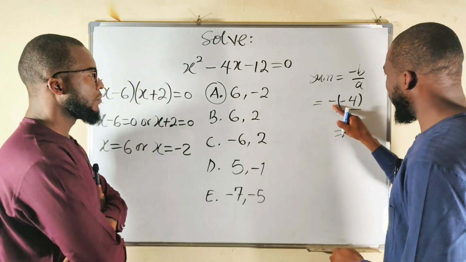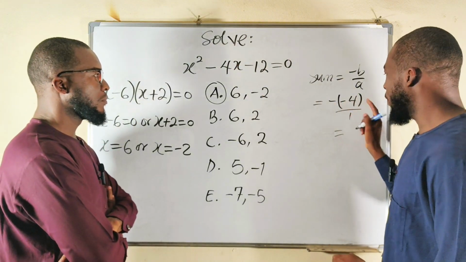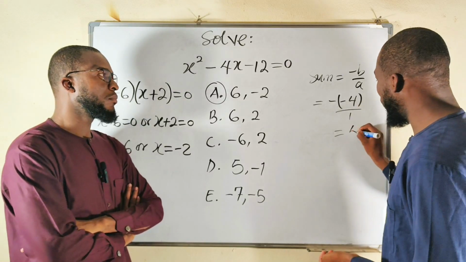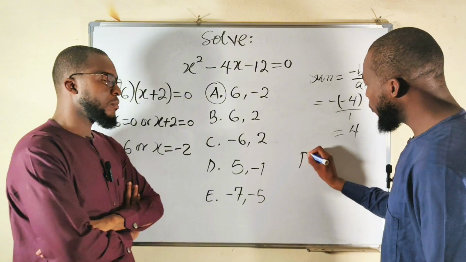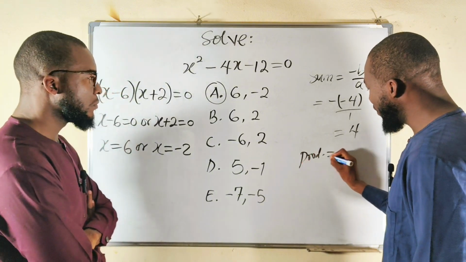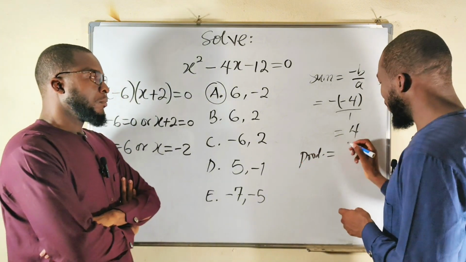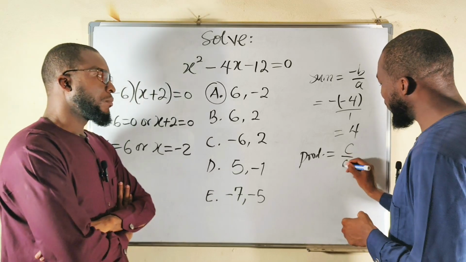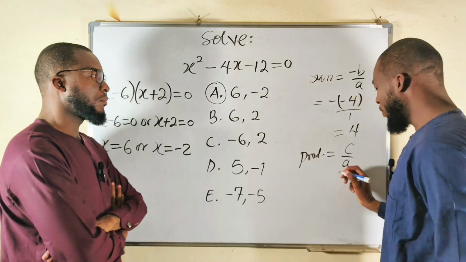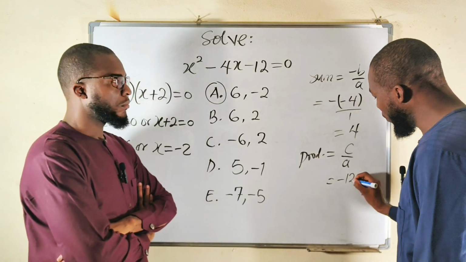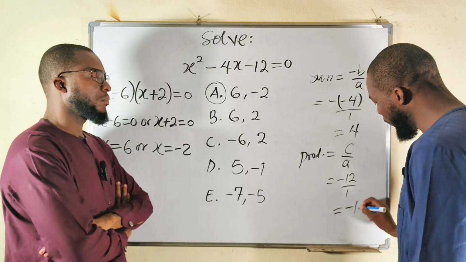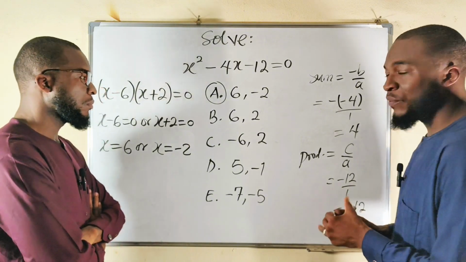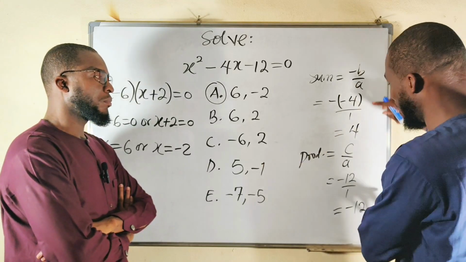So this will be negative is positive, times 4 is 4, divided by 1 is 4, which means that the sum of the roots will give us 4. And their product, that is, if you multiply them together, it is as simple as taking c divided by a. c is the constant, which we have as negative 12, divided by a, which is 1. Therefore, the product will give us negative 12. Then you look at the available options that satisfy these two conditions.